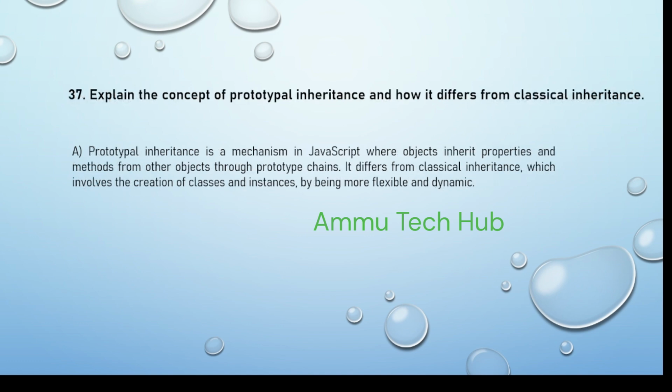Explain the concept of prototypal inheritance and how it differs from classical inheritance. Prototypal inheritance is a mechanism in JavaScript where objects inherit properties and methods from other objects through prototype chains. It differs from classical inheritance, which involves the creation of classes and instances, by being more flexible and dynamic.